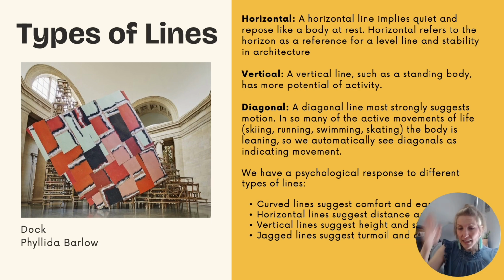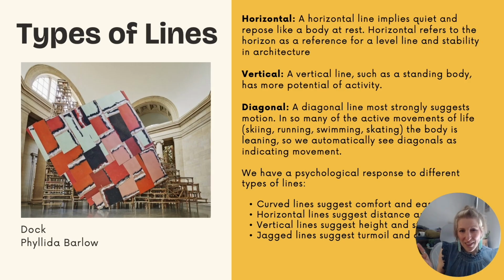A vertical line can be interpreted like a standing body. It has more potential of activity. A diagonal line almost always suggests some kind of motion. In so many of the active movements of life, we might consider walking, swimming, running, skating, the body is leaning. So we automatically see diagonals as indicating some kind of movement.